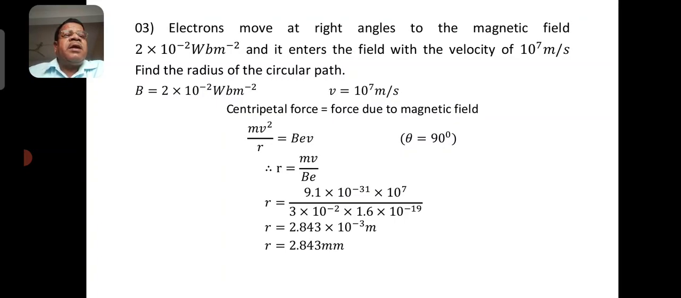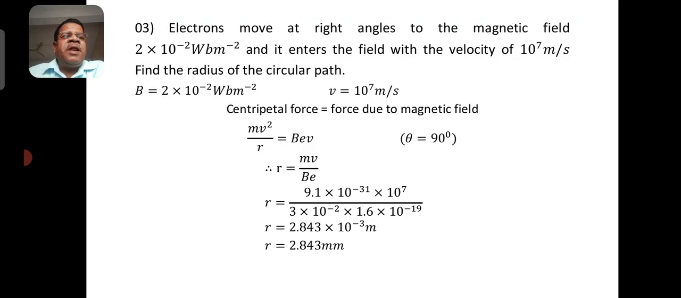Electrons entering the magnetic field at right angles to the magnetic field. Therefore, electrons move in a circular path. Necessary centripetal force is provided by force due to magnetic field. That is mv square by r equal to BeV into sin theta, but theta equals 90 degree. Therefore, after dropping V from both sides, we get the radius of the orbit as mv by Be.